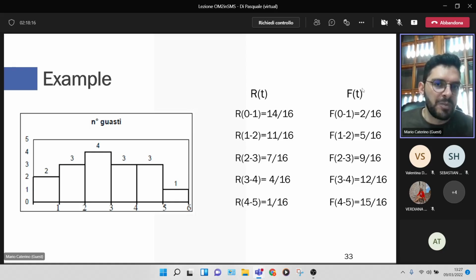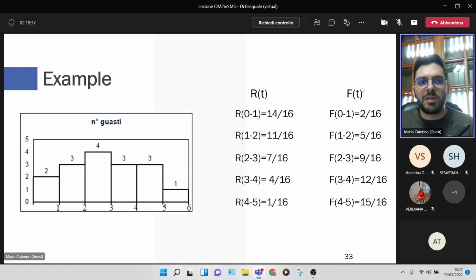It starts from 0 at time 0. Then we count the number of failed components. So we have 2 plus 3, 5, plus 4, 9, plus 3, 12, plus 3, 15, plus 1, 16.